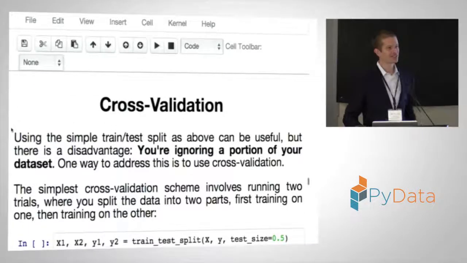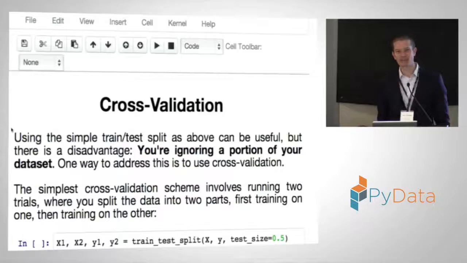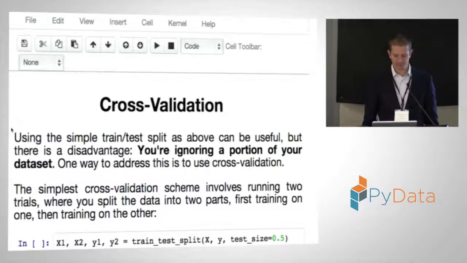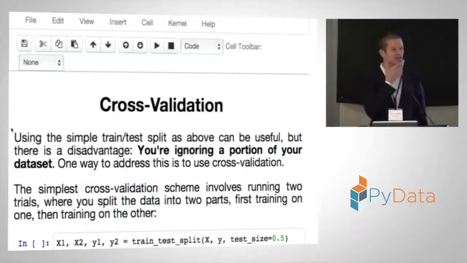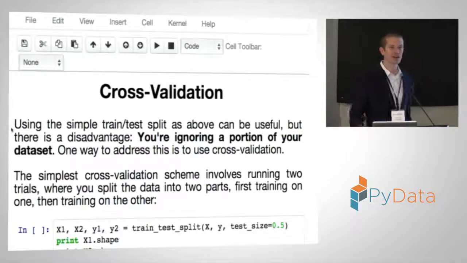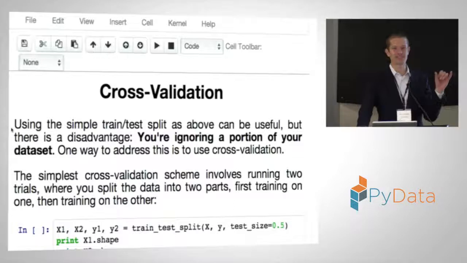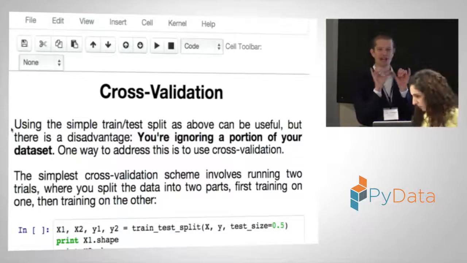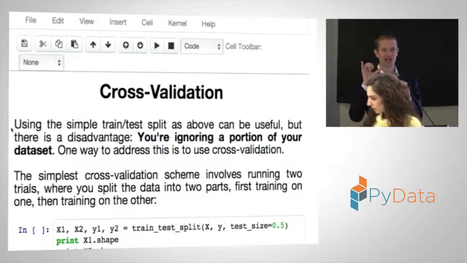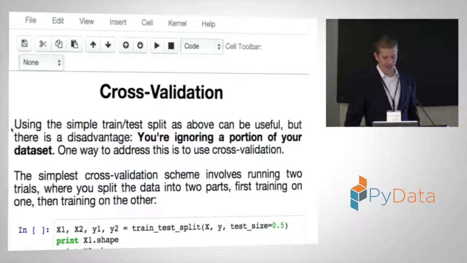So let's go on to this, cross-validation. Someone asked about this earlier. Cross-validation is basically a way of doing more sophisticated splits between your training data and your test data. So if you think about the X-train and the X-test that we did before, the problem here is that we're ignoring a portion of our data, right? We're just training on, say, half the data, and we're testing on the other half. But what if we want to know what's going on in that other half of the data as well?